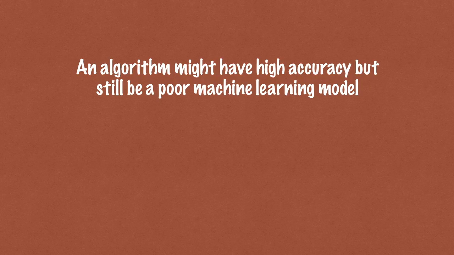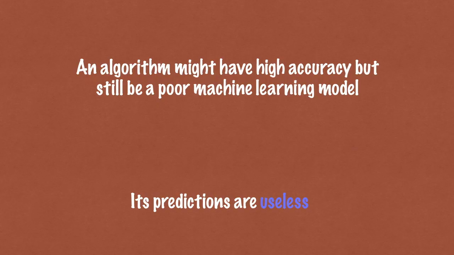Now, it turns out that for classifiers, you might have an algorithm that has a very high accuracy, but it's still a poor machine learning model. Are you confused yet? This is exactly what this section will address. It's possible for a machine learning model to have an extremely high accuracy, maybe 99.99%, but its predictions might still be useless.